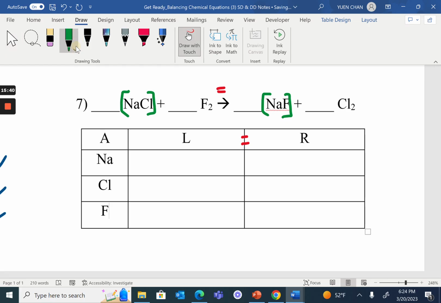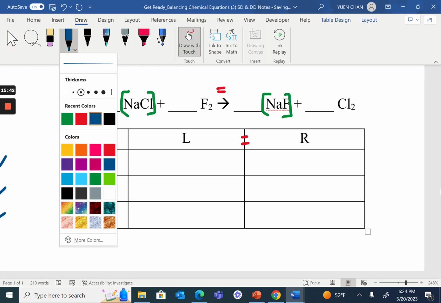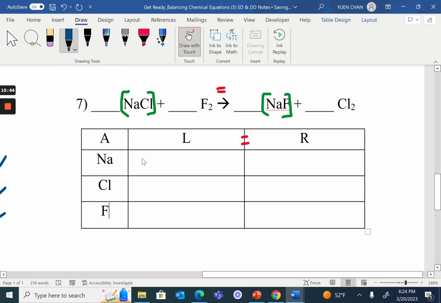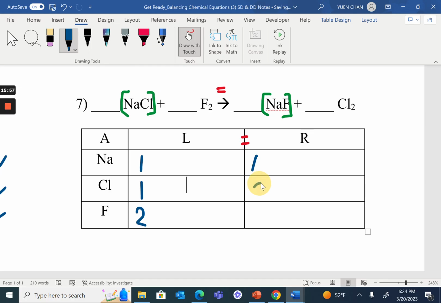Okay, so I'm going to start from the beginning. On my left-hand side, I got 1 Na, 1 Cl, and then 2 F. On my right-hand side, I got 1 Na, 2 Cl, and then 1 F. So you see that Na is balanced, but Cl and F are not.